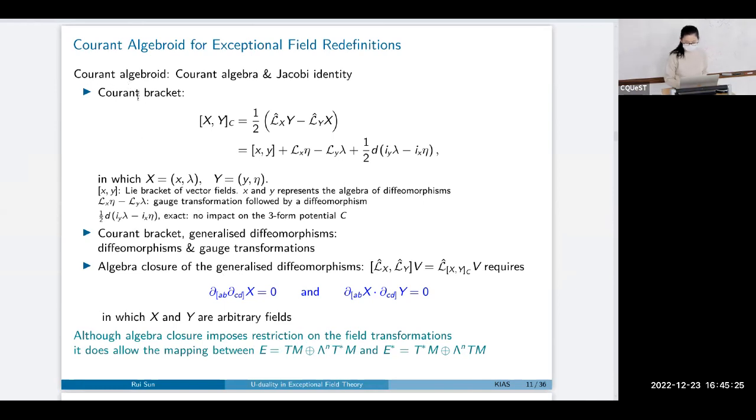I checked the original paper. It's made by Courant, just to incorporate this higher dimensional cotangent bundle. So in the original paper, it was like this. And what we need is that there are more terms here.